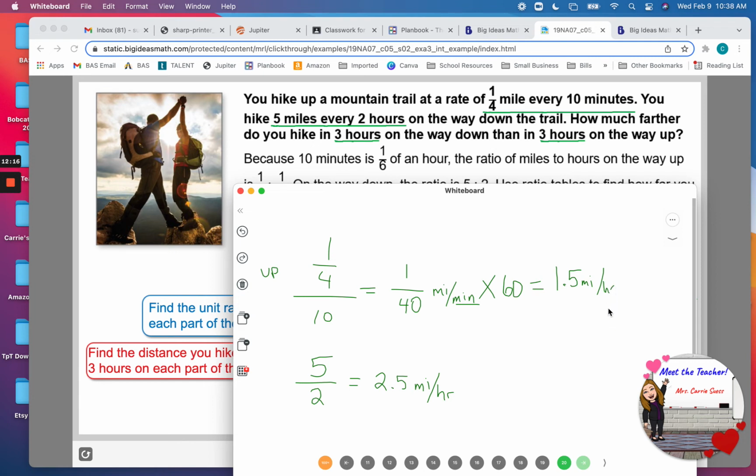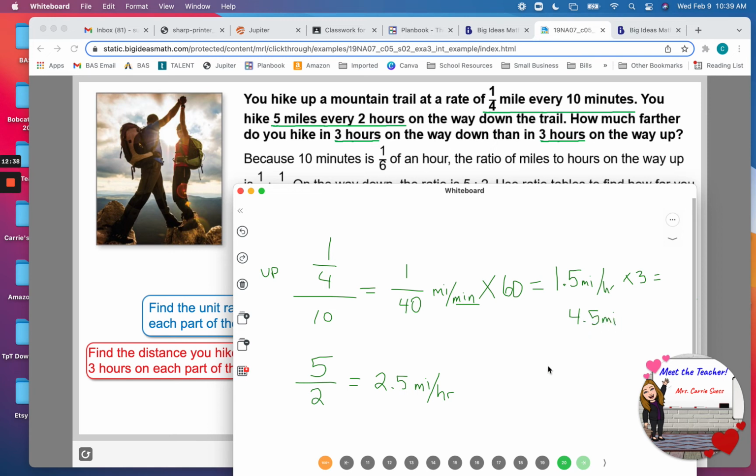And then on the way down, I went 2.5, so I was going faster. All right, so now on the way up and on the way down is 3 hours. They want to see how much further I walked going down because I'm walking faster, right? So just multiply this times 3 because that's how many hours. What's 1.5 times 3? 4.5. So on the way up, I went 4.5 miles.